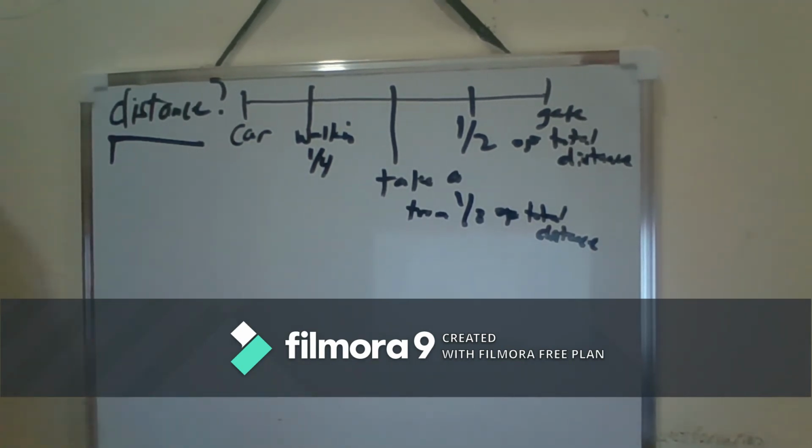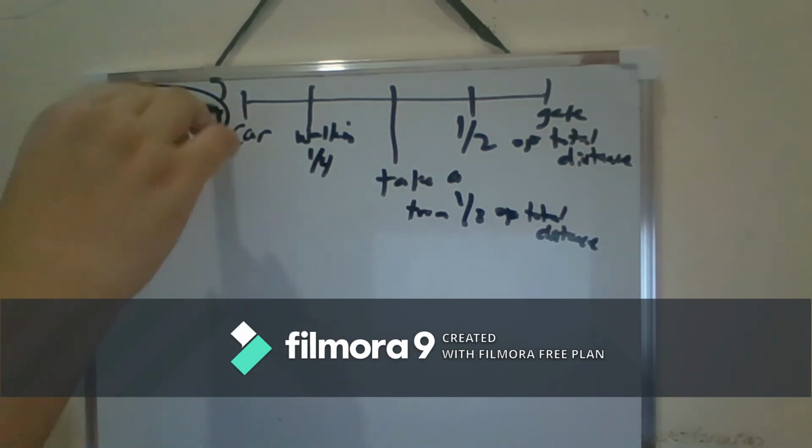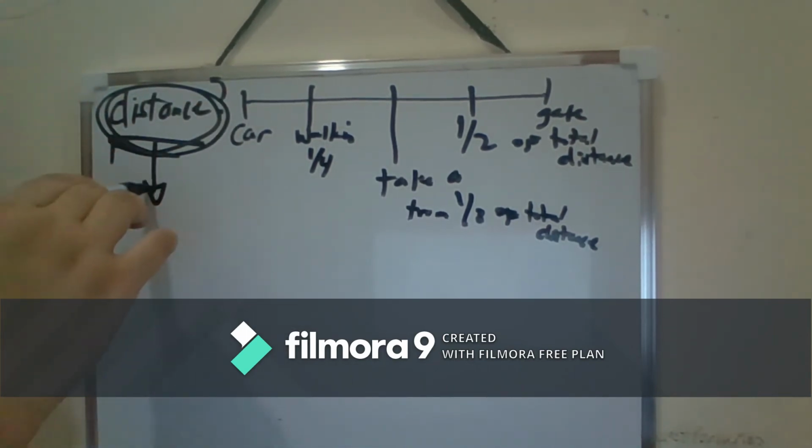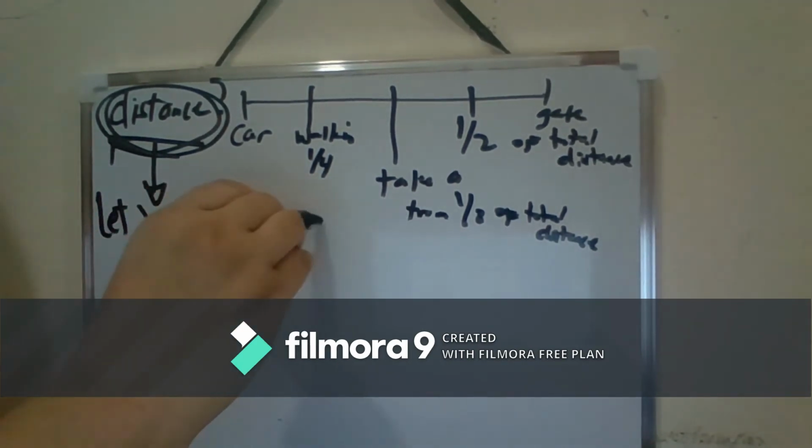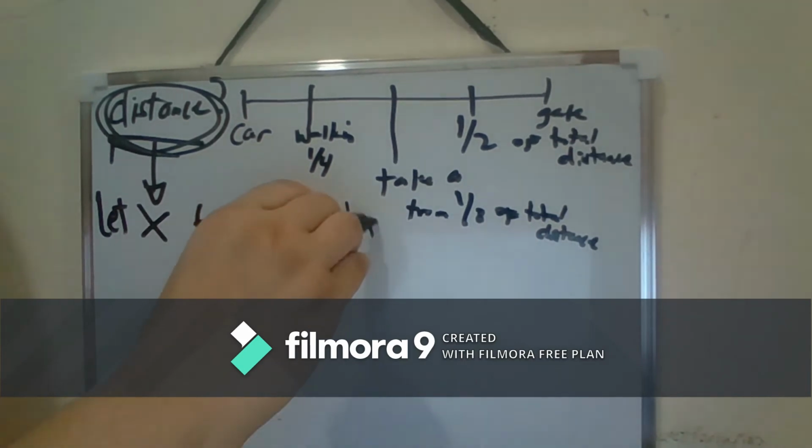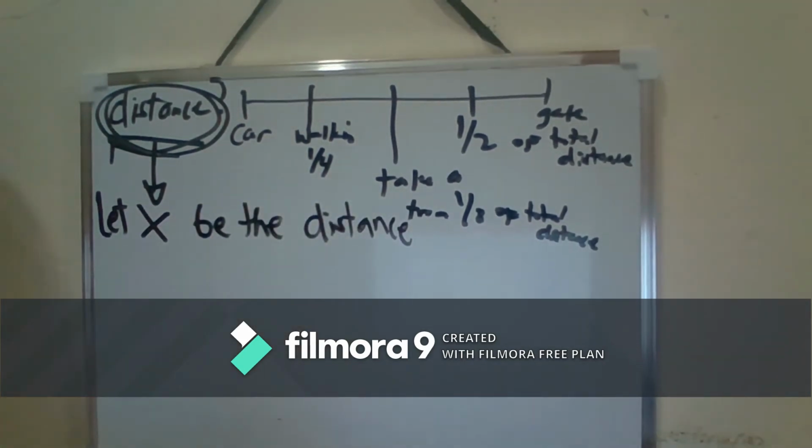Since x is a very famous variable, we use x as our variable. Since distance is what we need to look for, this is what x will stand for. So now this is where we say, let x be the distance. All right. So that's our distance.